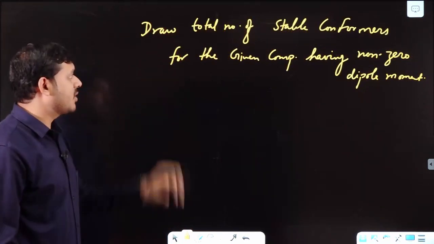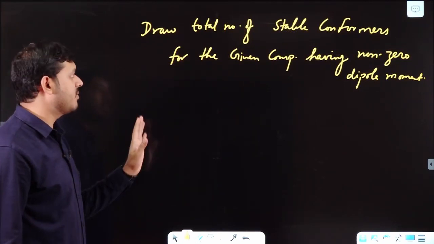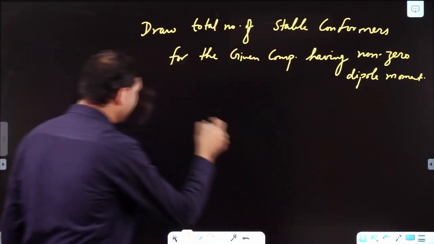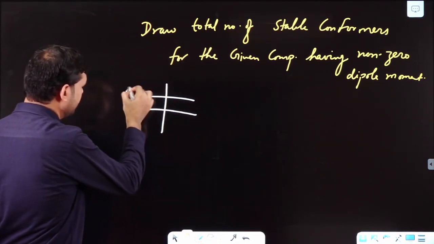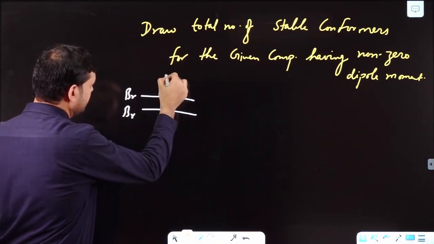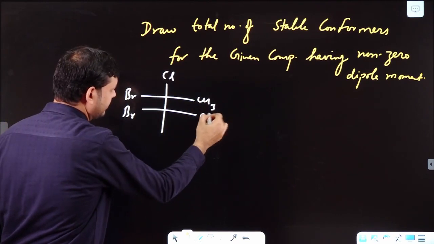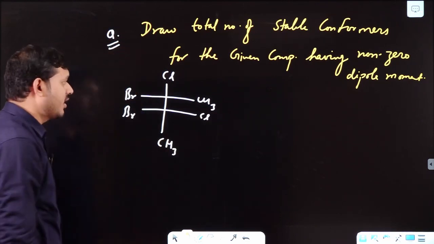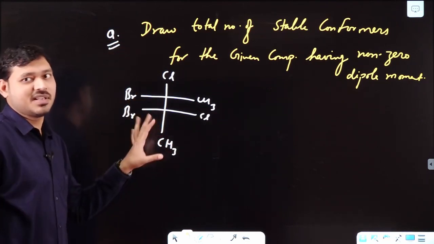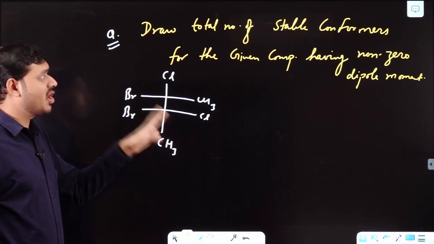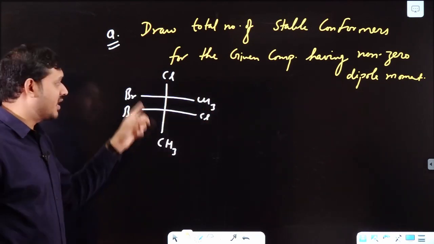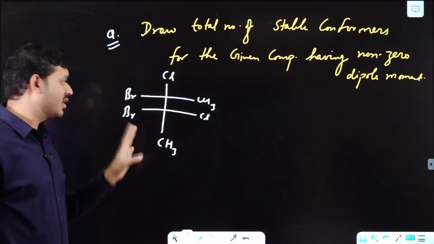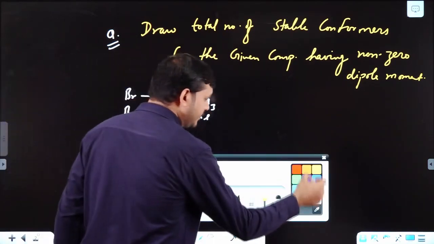Okay. Find the total number of stable conformers for the given compound having non-zero dipole moment. And the given structure is, now this is your structure given. Okay. So for this you have to draw the conformers. Now dear students, here we need to draw the Newman projection formula for this Fischer projection formula, the reverse case which we studied in last lectures. Okay. So let's draw first of all.